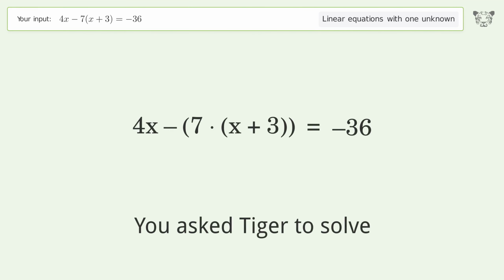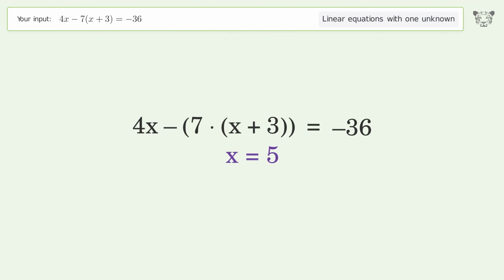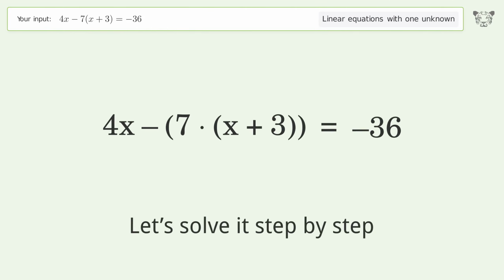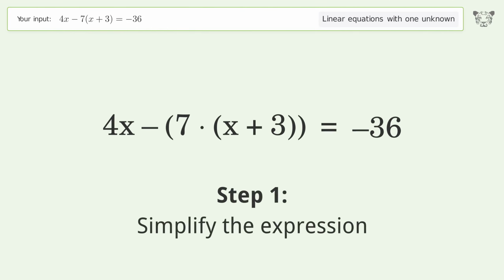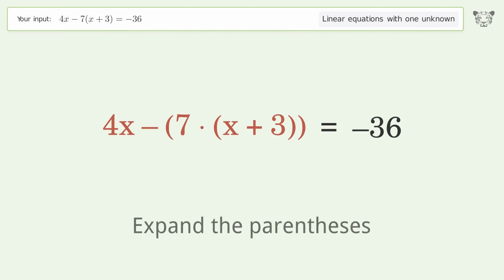You ask Tiger to solve this. This deals with linear equations with one unknown. The final result is x equals 5. Let's solve it step by step. Simplify the expression. Expand the parentheses.